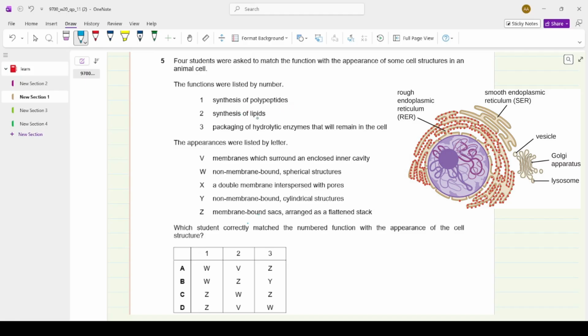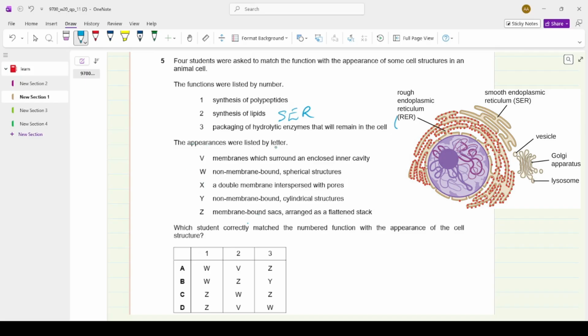Number 2, synthesis of lipids. This could be the smooth endoplasmic reticulum. And then packaging of hydrolytic enzymes that will remain in the cell. This could be our Golgi body or Golgi apparatus.